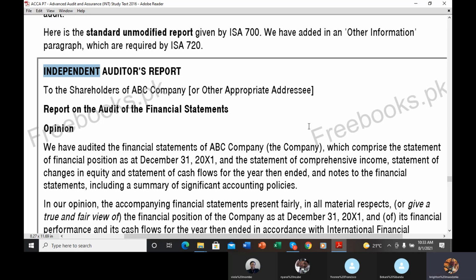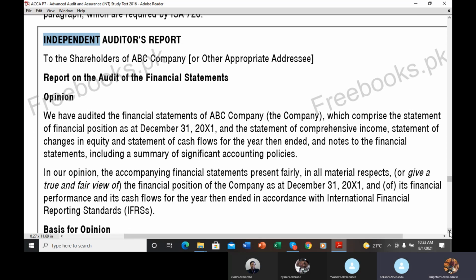Are we together, guys? Hello? Are we together? Yes. Number one, so number one, you may write number one. We are on the reports now. Number one, clearly indicate that it's a report from an independent auditor. independent auditor's report is it written there.